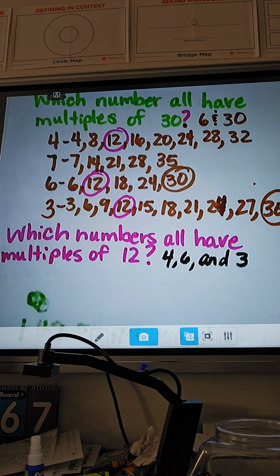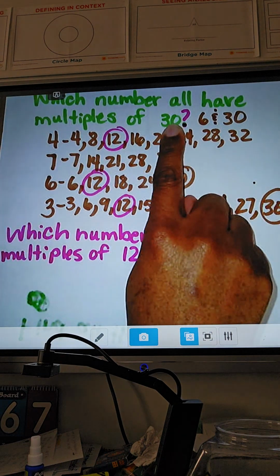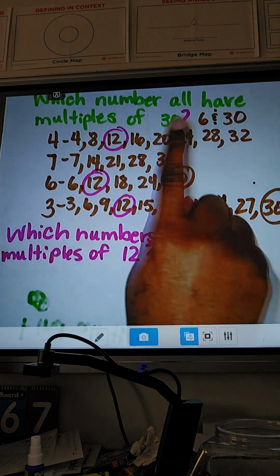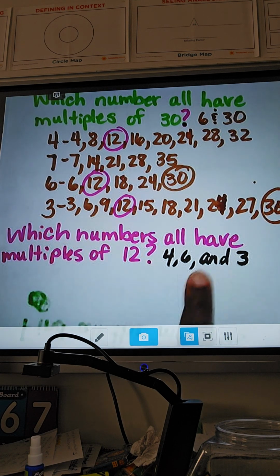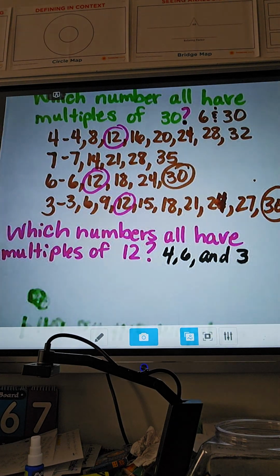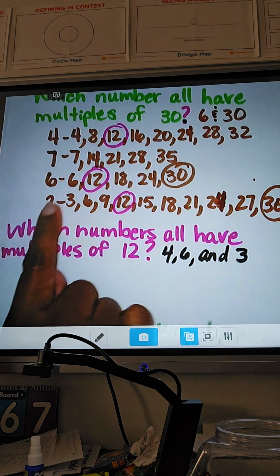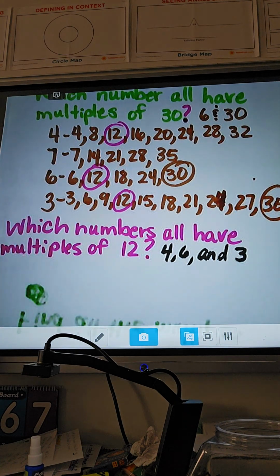So when you're doing multiples, skip count by the numbers that's being presented. And then circle all of the numbers that we're looking for. So this one was 30. We had 2 with 30. And if it asks you for 12, circle all the 12s after you skip count it, and then you will see which numbers have those multiples.